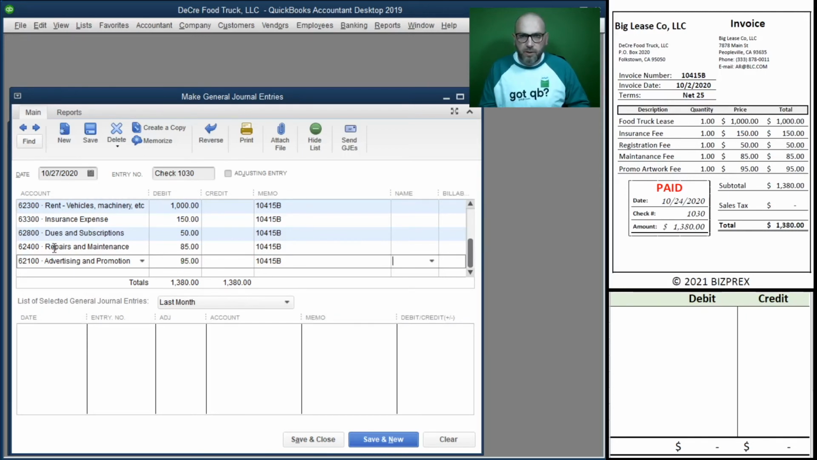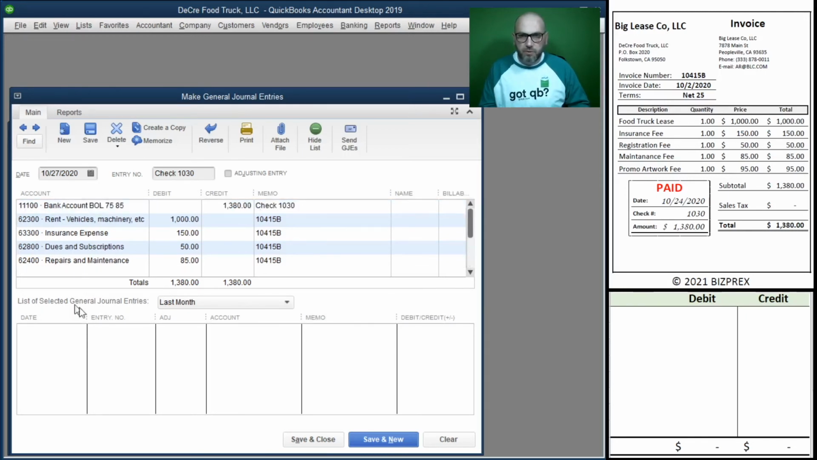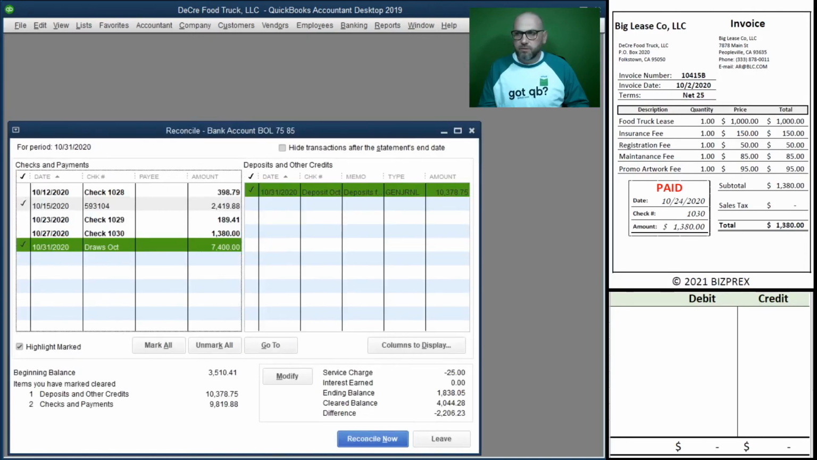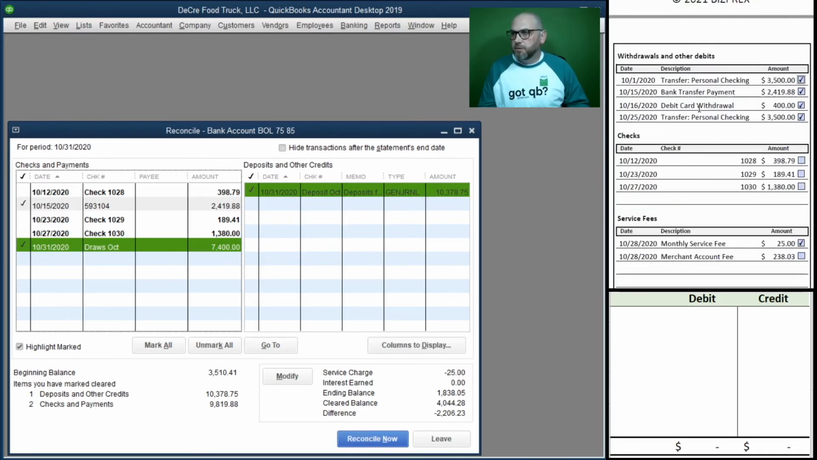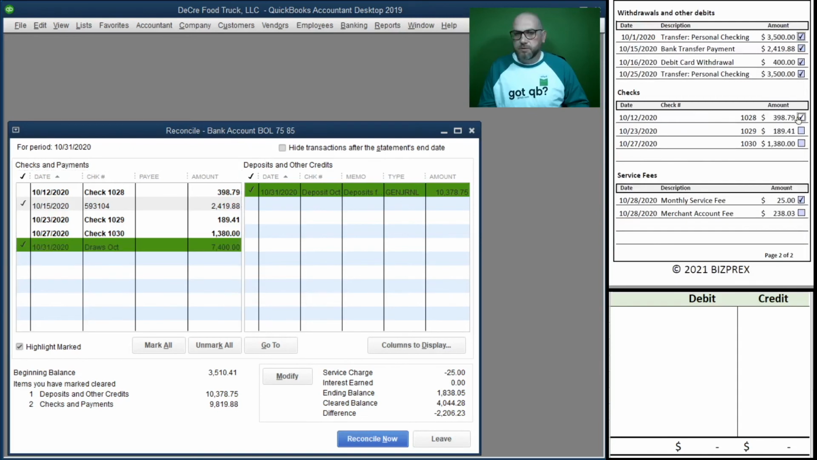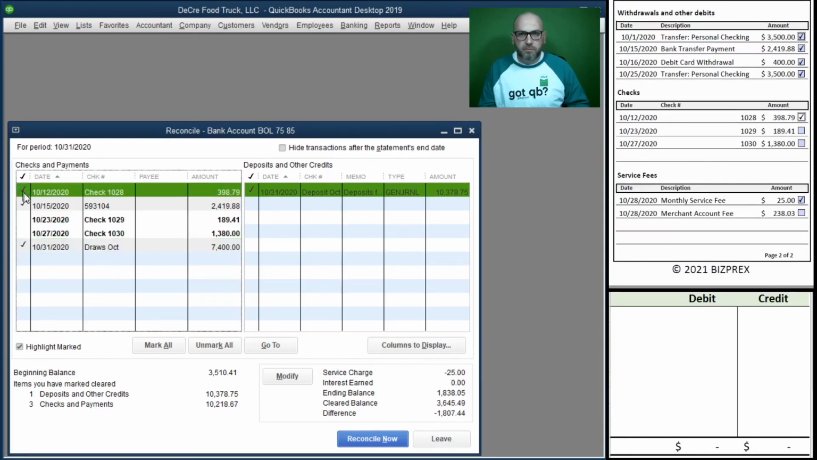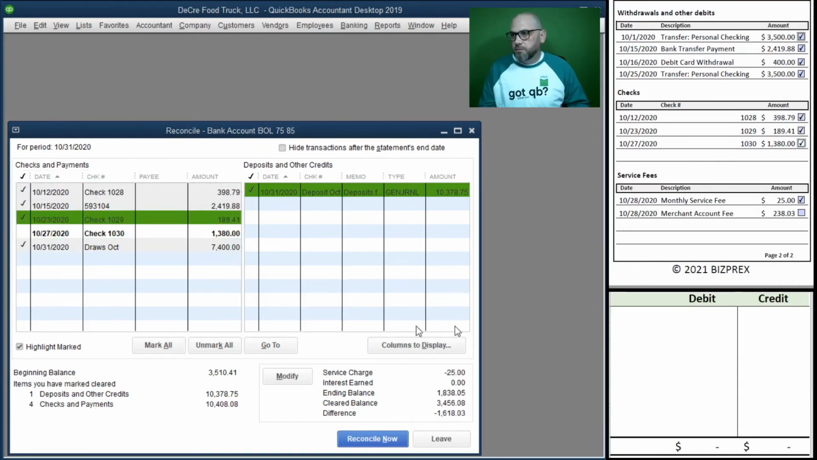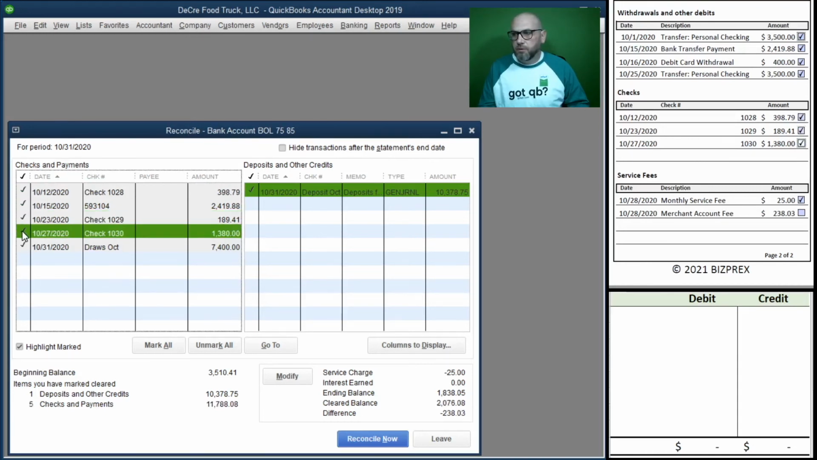Expenses go up when debited, so all of these expense accounts will increase. And bank account is an asset, and it's reduced when it's credited, right? So save and close. You see those three checks right here. So let's go ahead and reconcile those. Here we are, and we're still off. We're still off by $238.03, and that's our merchant account fee.